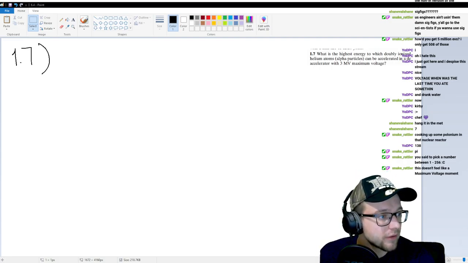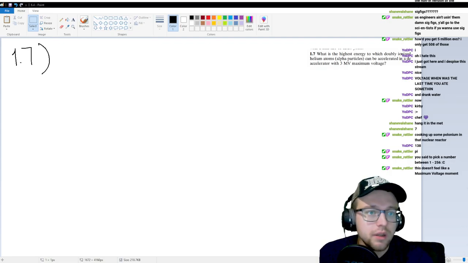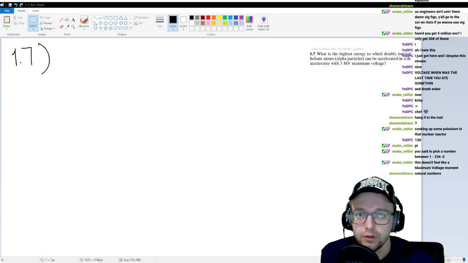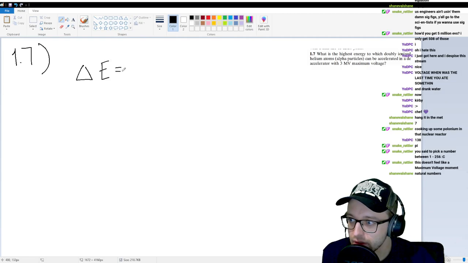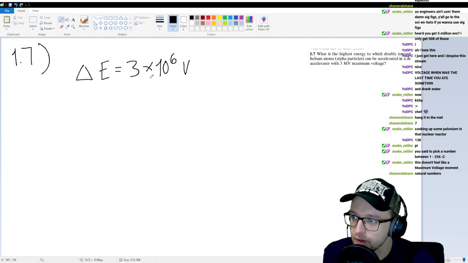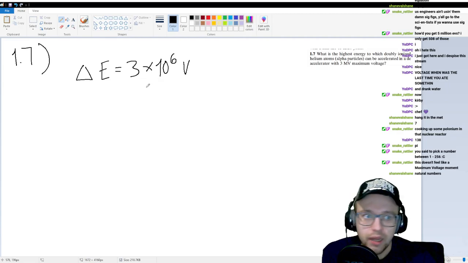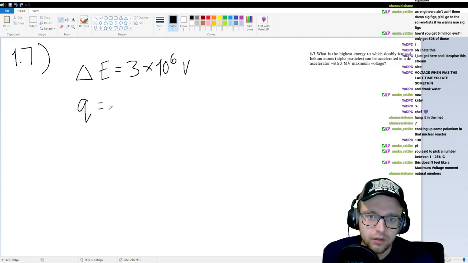Okay, let's think about this. So the highest energy at which a doubly ionized helium can be accelerated. Okay, so let's just think about this for a sec. If we're accelerating with 3 megavolts, that means that our delta V is going to be 3 × 10⁶ volts. And doubly ionized helium atoms. So what's the charge on that?